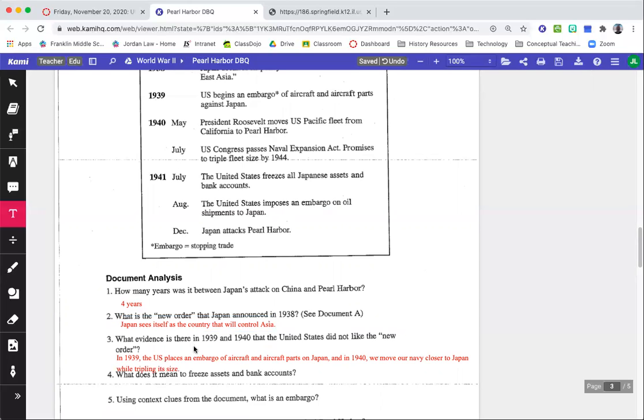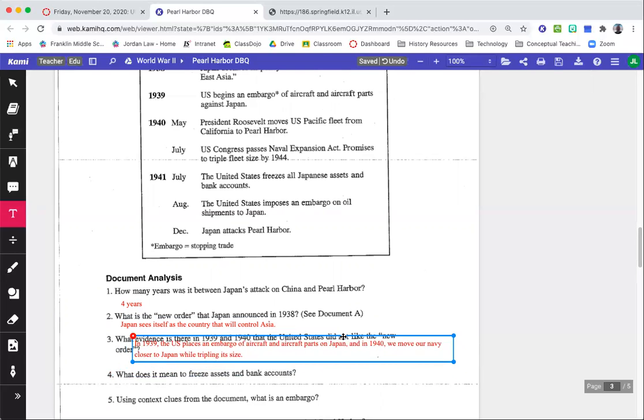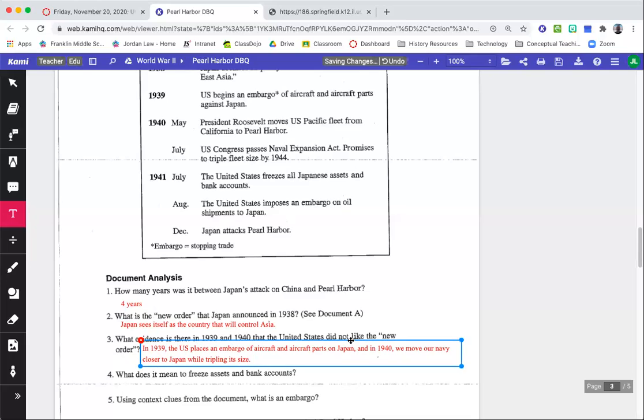Okay, so it seems like the United States is doing a few things to kind of slow Japan down a little bit, right? We're cutting off some of their supplies. We are sending our own Navy closer and making our Navy bigger to maybe warn Japan a little bit, like, hey, we're ready to stop you if we need to.